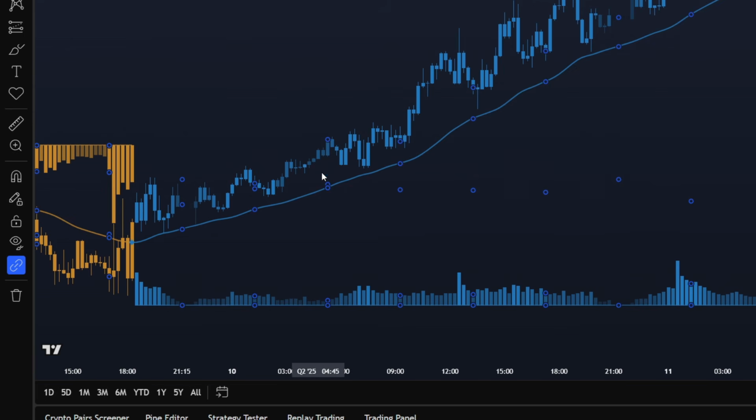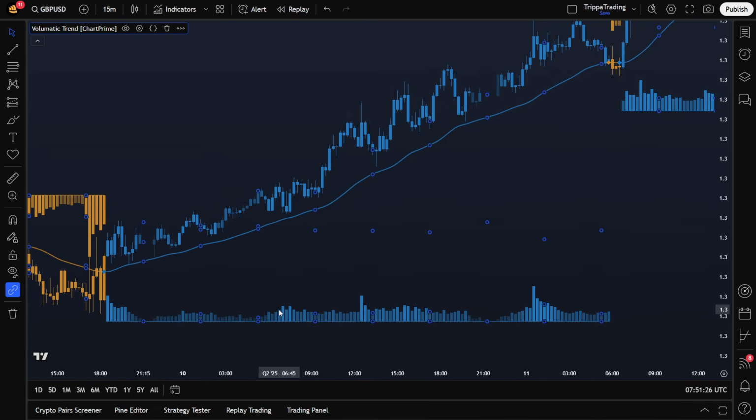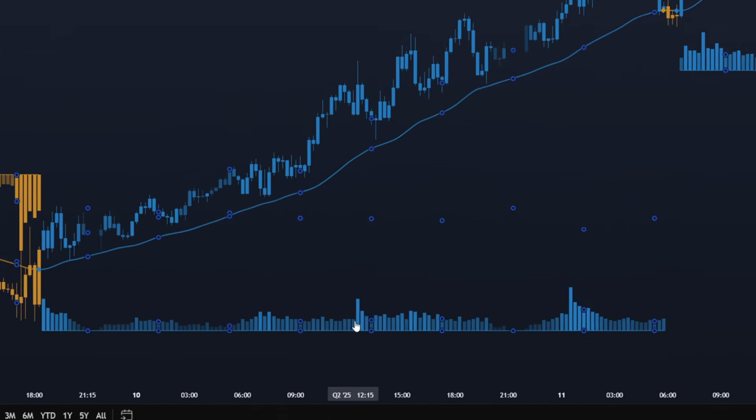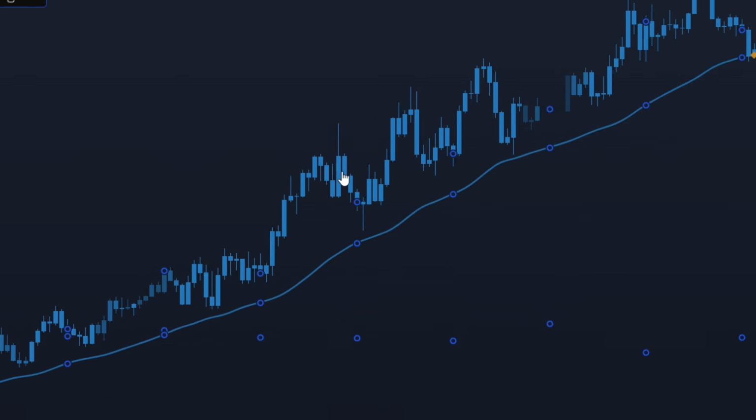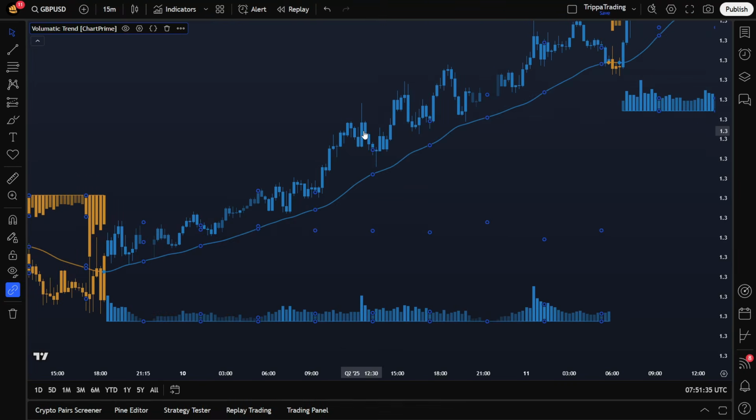But what makes this indicator more powerful is the volume context. If you're in a bullish trend and notice the blue histogram bars getting larger, it means more participants are stepping in, and that trend likely has strength behind it.